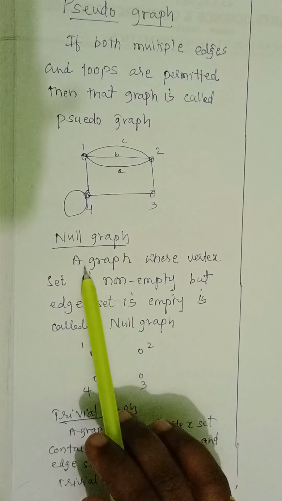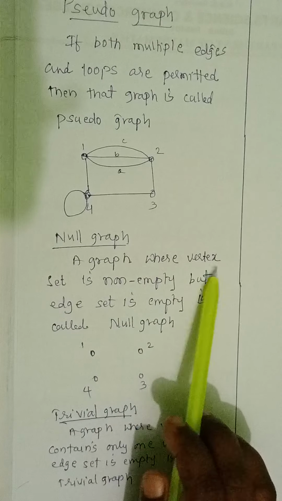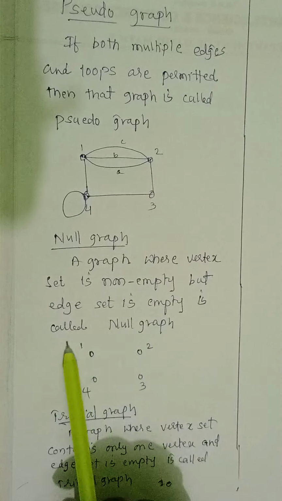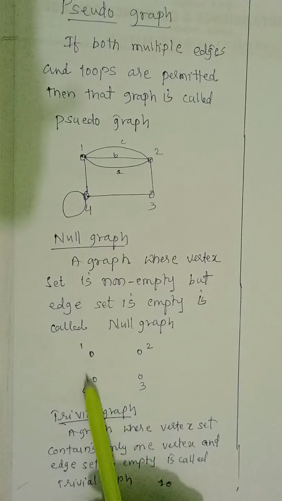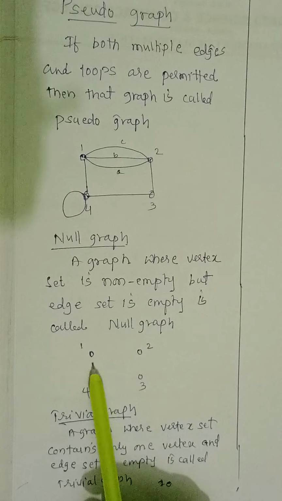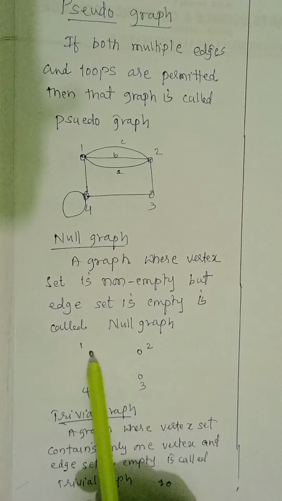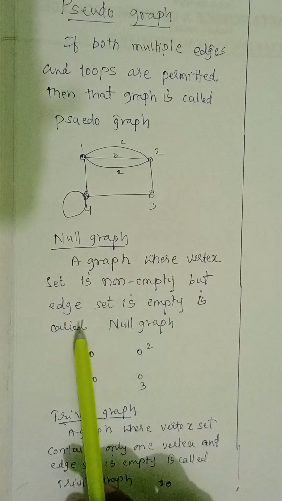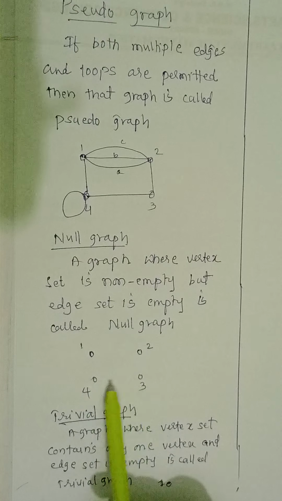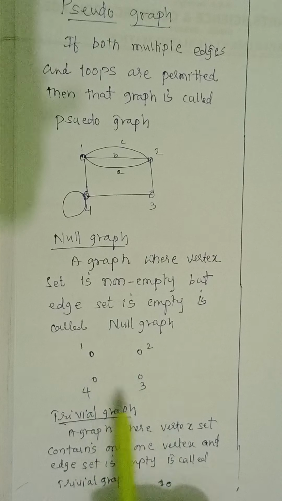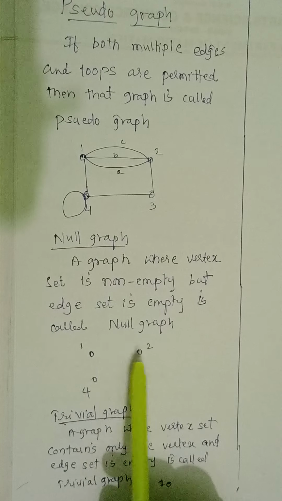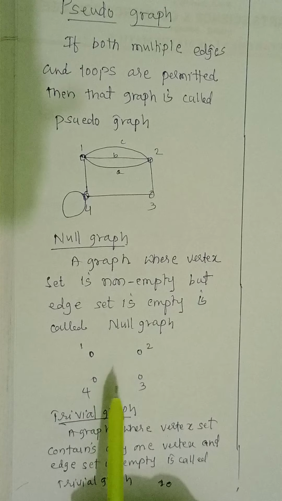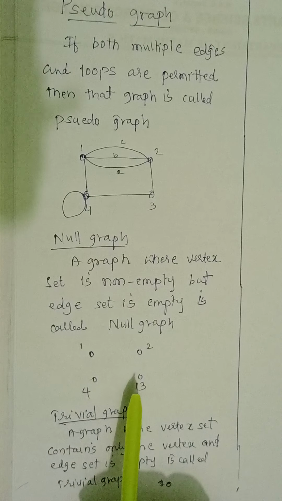Next, null graph. A graph where the vertex set is non-empty but the edge set is empty is called a null graph. In this example, the vertex set is non-empty: vertex 1, vertex 2, vertex 3, vertex 4, 4 vertices are there, but the edge set is empty. There is no connectivity from one vertex to another. So such a graph is called a null graph.